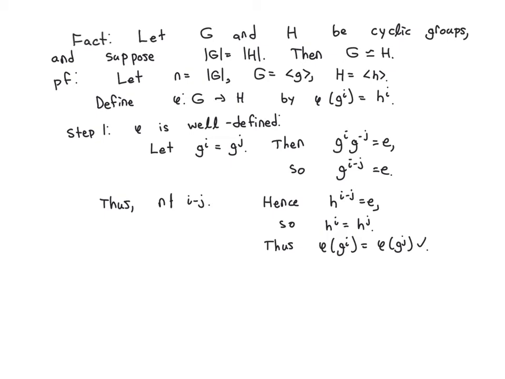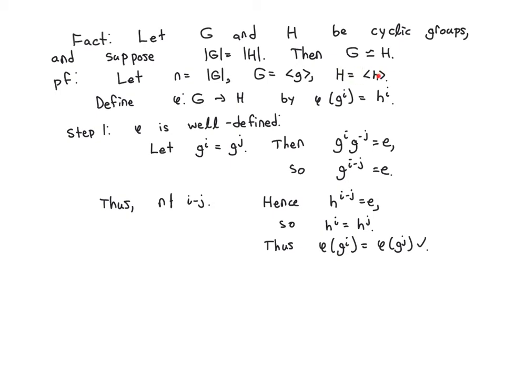Let's check that. Let g^i be equal to g^j. Then g^i times g^(-j) is equal to the identity. By properties of exponents, this is just g^(i-j). We're working with a cyclic group, so if g^(i-j) is equal to the identity, then that means that n divides i minus j.